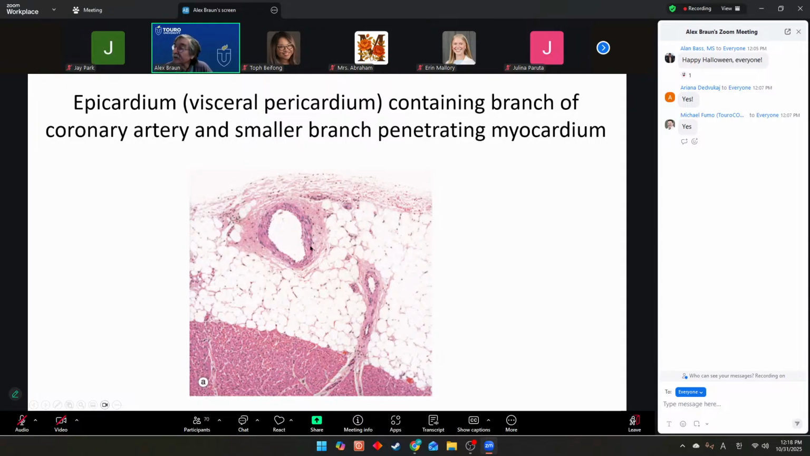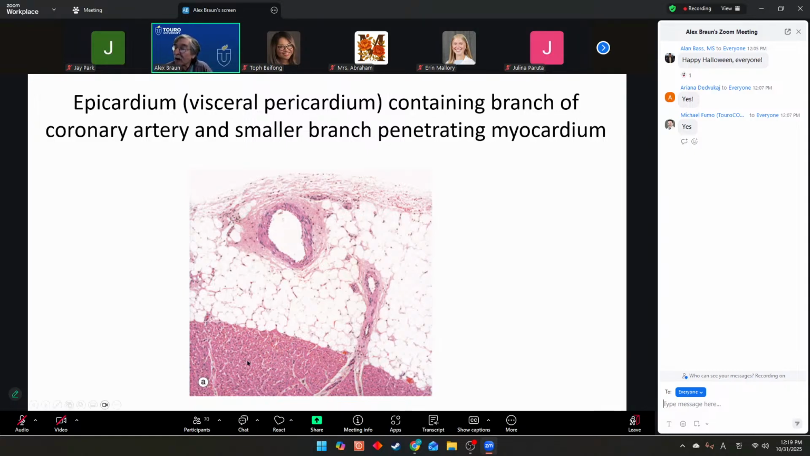And then here's another side branch, seemingly coming off this vessel or a nearby vessel, that is now penetrating into the myocardium of the heart. So this looks like a branch of the coronary artery system. All these things together are part of the epicardium. Of course, we're not seeing that here. We probably would find some nerve twigs or even ganglia in this area if we were to look around enough.